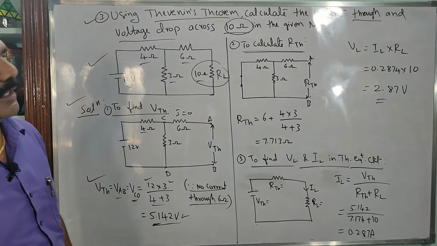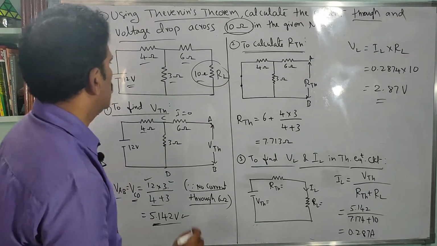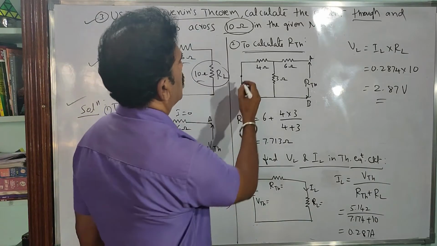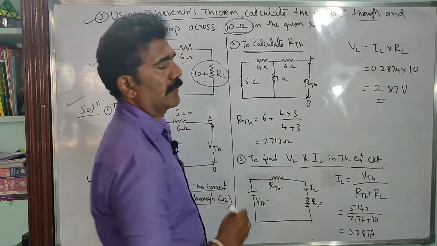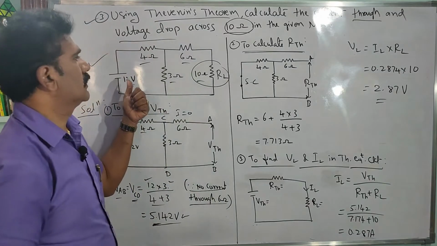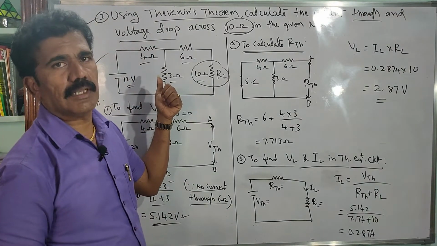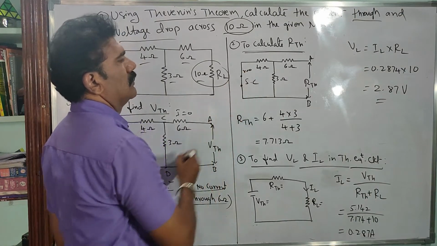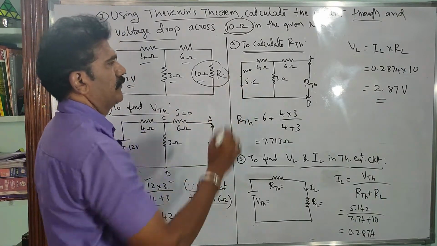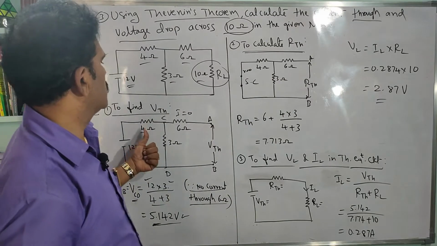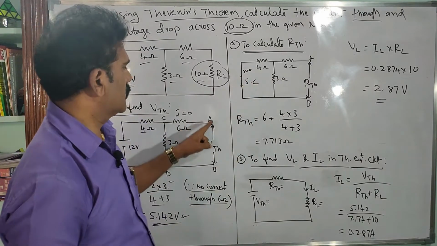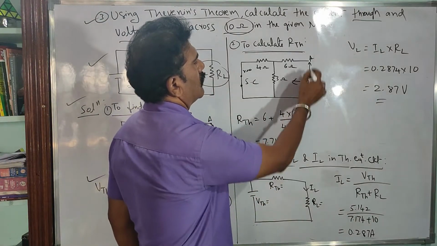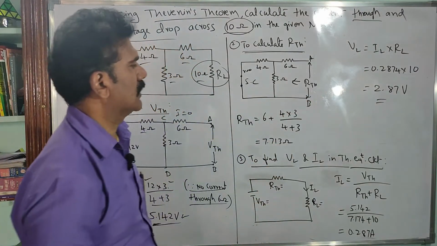Next, proceed to calculate RTH. What is the procedure to calculate RTH? You should remove the source, isn't it? So just remove the voltage source and short circuit it in place of the voltage source. Actually the internal resistance would be in series here, but we are assuming that the internal resistance is equal to 0, so just short circuit directly. Then the resistors 4, 6, 3 remain as they are across the same terminals A and B. Looking back into the circuit, you have to find the equivalent resistance across A and B.